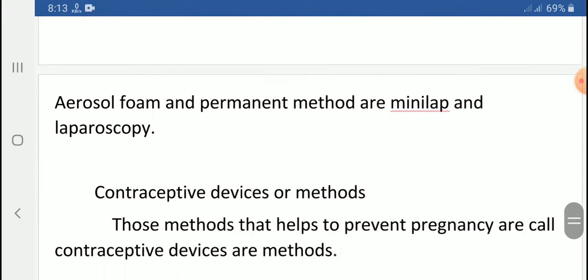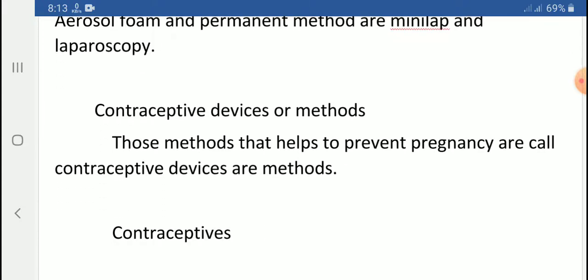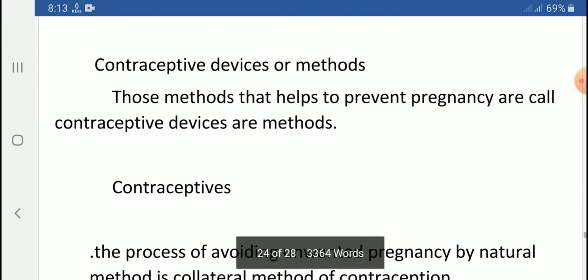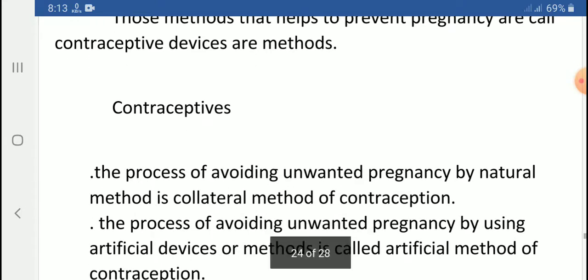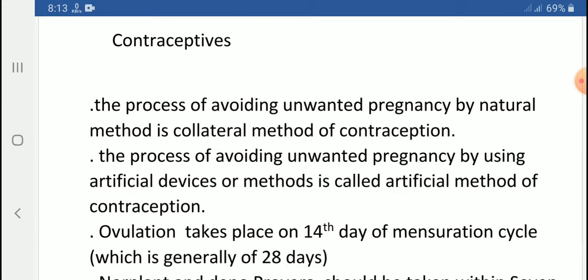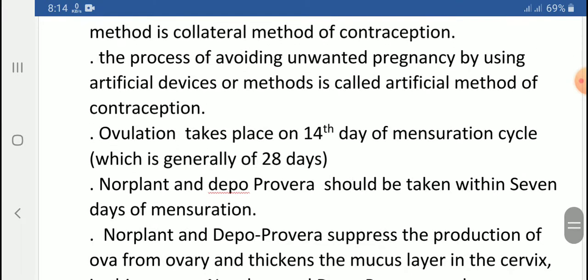Contraceptive devices or methods are those methods that help to prevent pregnancy. The process of avoiding unwanted pregnancy by natural methods is called the natural method of contraception. The process of avoiding unwanted pregnancy by using artificial methods is called the artificial method of contraception. The first one is the natural method, because we use natural means, and the second one is the artificial method, because we use artificial means.